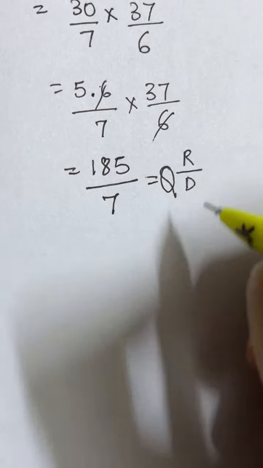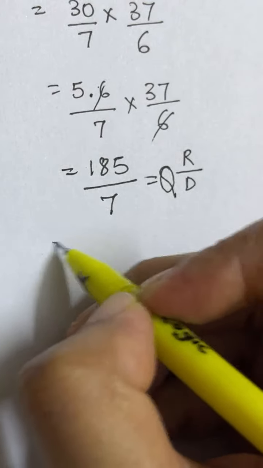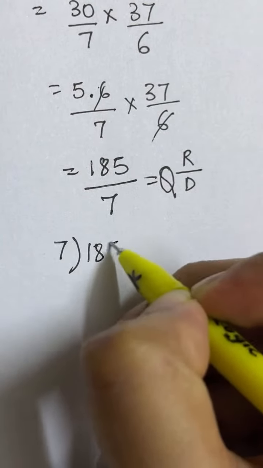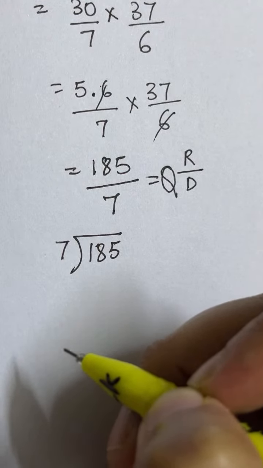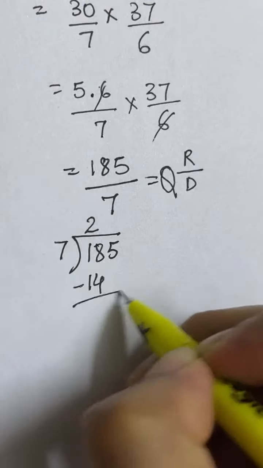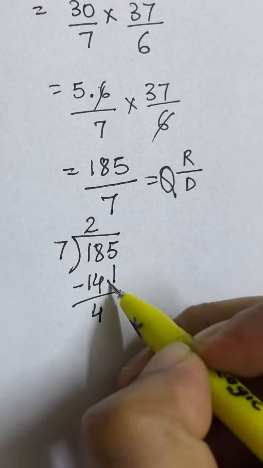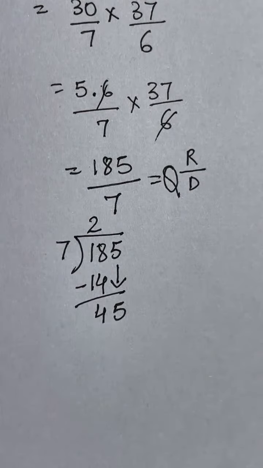to a mixed number. If I want to convert it into a mixed number, I'm going to use the long division method. So I'm going to divide 155 by 7. So 7 goes 2 times. 7 times 2 gives 14, and you're left with a remainder of 1. Carry down 5.